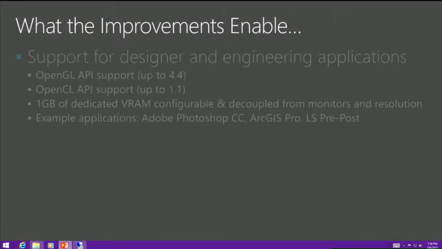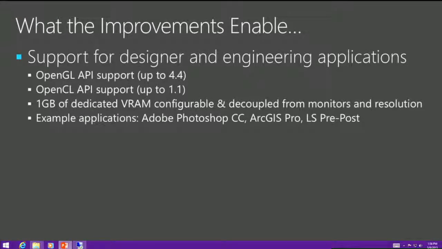Okay. So the improvements really enable a scenario which really essentially looked at things from one perspective: can we get engineering and designer workload supported on Hyper-V? Right. So for OpenGL support, we go up to 4.4. They essentially rev OpenGL almost every 6 months. So the current version, I believe, is 4.5. We support up to 4.4. We may go up to 4.5, but we don't know if that'll be within the Server Next timeframe.